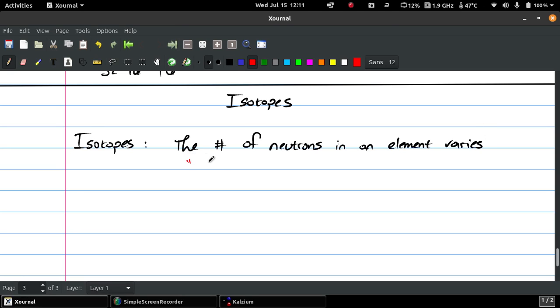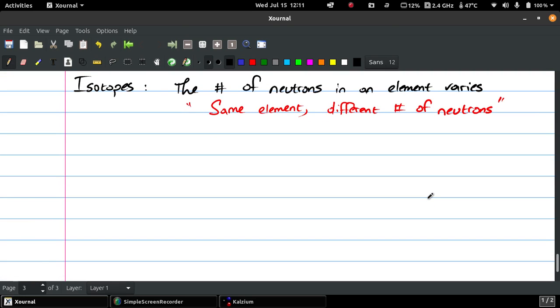So another way to think about it is same element, different number of neutrons. Alright, so I'm going to show you how to write this down with the symbol and kind of explain what it means, because it is a little different from the periodic table, but it's not hard. And we're going to go over something that I really, really want you to get ingrained.